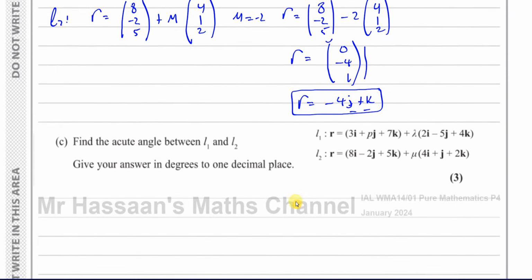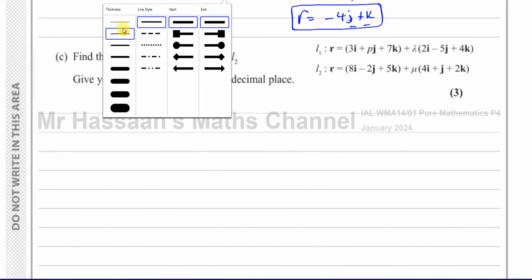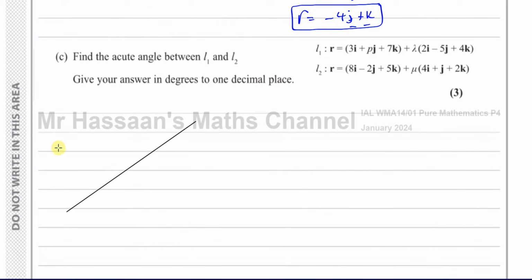Okay, now for part C, it says find the acute angle between line 1 and line 2. Give your answer in degrees to 1 decimal place. So when you have two vectors which intersect, okay, and we want to find the angle between them, say this is the direction of one vector, this is the direction of the other one, say this is line 1 and this is line 2. The angle between them, theta, is going to be found by using the formula.